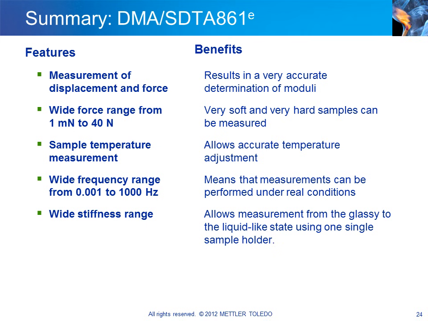The Mettler-Toledo DMA instrument measures both force and displacement. The advantage of this is that the instrument records the force actually applied to the sample. The large force range allows both very soft and very hard materials to be analyzed. Furthermore, temperature adjustment is accurate because the sample temperature is measured. The possibility of measuring over a wide frequency range is another important advantage. It means that measurements can be performed under realistic conditions.